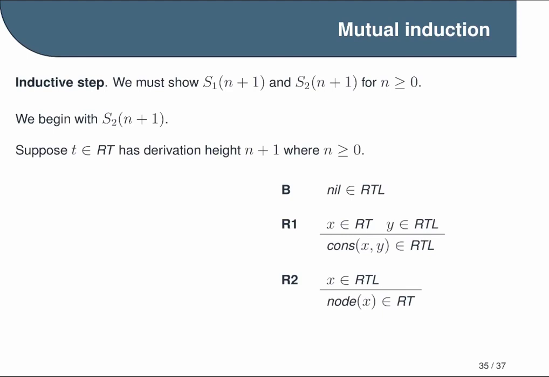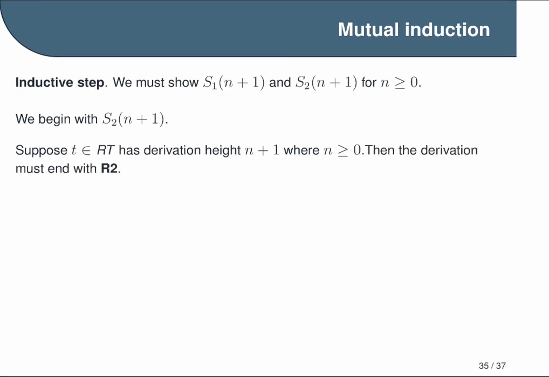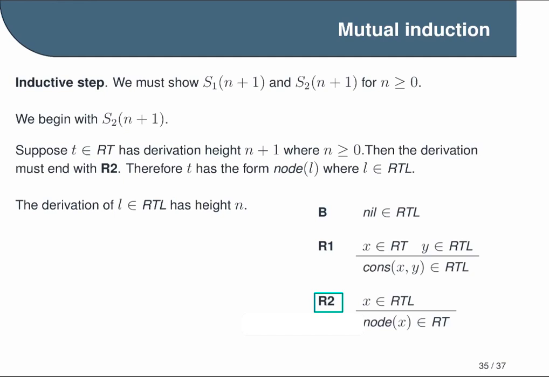So we know for sure that our tree t must have been produced by rule R2 and that it has a height of n plus 1. We also know that t can be written in the form node L, where L is the rooted tree list that we used in rule R2 to create t. Adding these facts to our proof, we say the derivation of t must end with rule R2, and also that it has the form node L, where L is some rooted tree list. It's useful to write t in terms of L because if you look back at the post system again, you can see we also know something about L. Namely, that if t has height n plus 1, L must have height n.